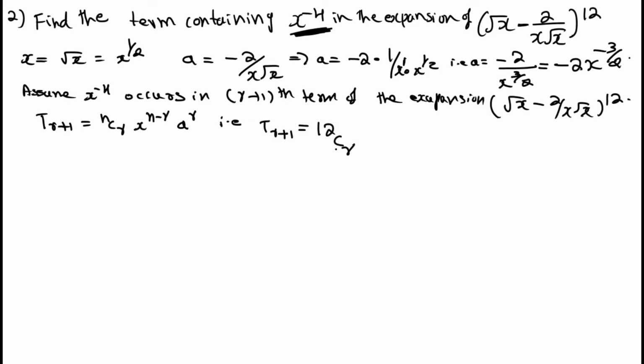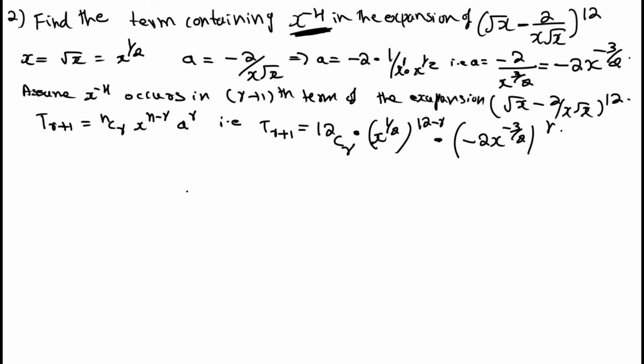See, we don't know the r value. We need to calculate that by comparing with the general term. T(r+1) = 12Cr into x, here x means what I wrote, x to the power 1/2 to the power n minus r, that is 12 minus r, into a, whose value is minus 2x^(-3/2), to the power r.